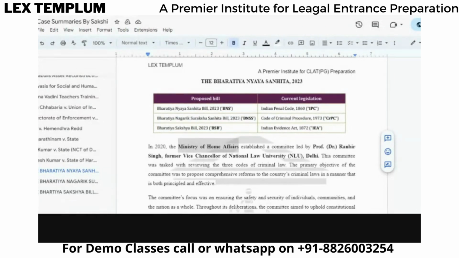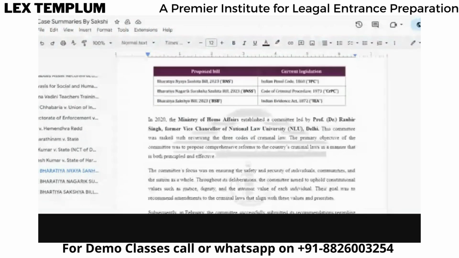इतना ही CLAT PG के purpose के लिए important है, names के लिए. And if something new happens, suppose government कुछ करती है in the following time with this word, then again that becomes important. Okay, so let's come back to bills.